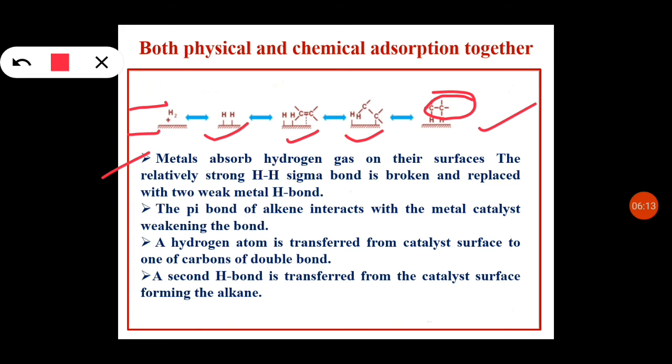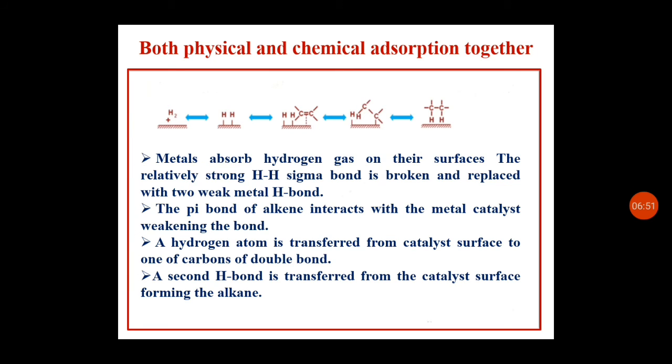Metals adsorb hydrogen gas on their surfaces. The relatively strong H-H sigma bond is broken and replaced with two weak metal-hydrogen bonds. The pi bond of the alkene interacts with the metal catalyst, weakening the bond. Then a hydrogen atom is transferred from the catalyst surface to one of the carbons of the double bond, and then the second hydrogen goes to the second carbon, and later on desorption takes place.